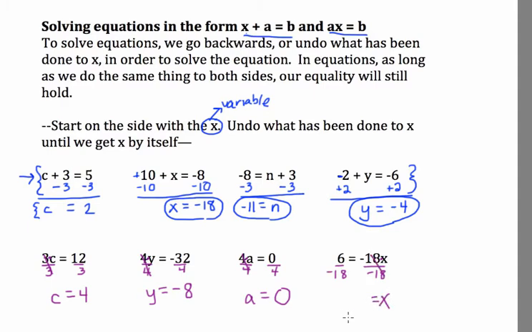Be careful. A common wrong answer here is negative 3. But notice that this is a proper fraction, 6 divided by 18. That's actually, if you reduce that fraction, if you divide both top and bottom by 6, you get negative 1/3. 6/18 is negative 1/3.